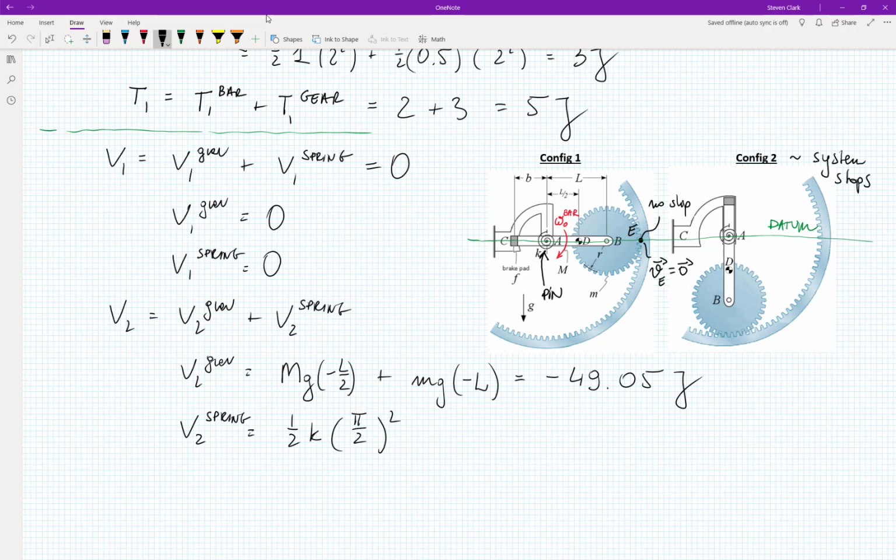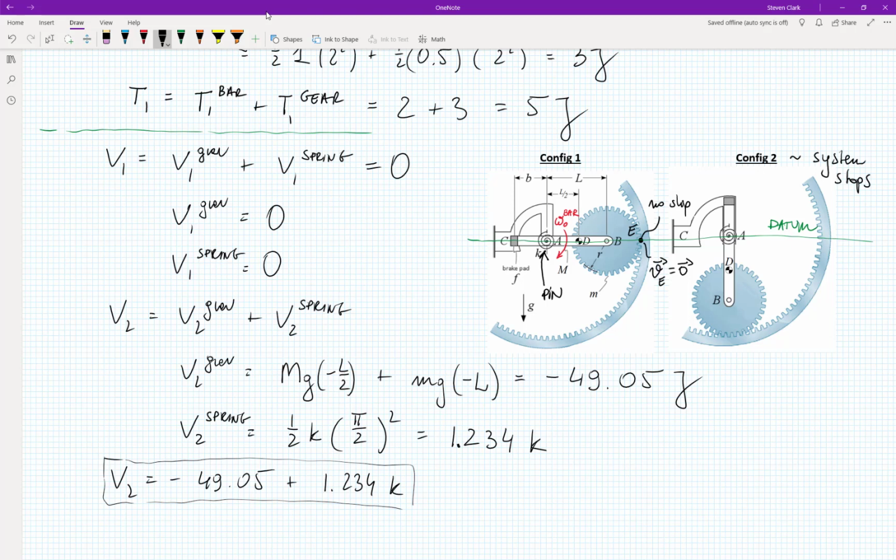And if you plug in values here and grab your calculators, you'll end up with a funny number, because it will be 1.234 K. Okay, and K is not known. So in here, our V2 spring is 1.234 K. And that's all, right? Because our V2 is basically minus 49.05 plus 1.234 K. Okay, I don't know what you think, but I think that 80% of the problem is done. So now let's do the remaining 20%.